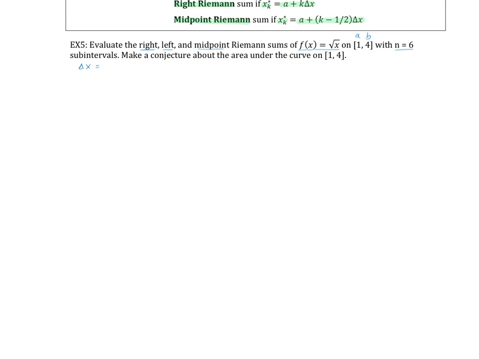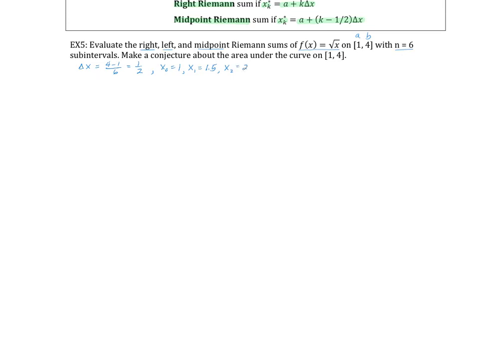So delta x is b minus a, which is 4 minus 1, over n is 6. So divide by 6, and I get 3 over 6, or 1/2. Let's look at our grid points. Our x sub 0 is that a value, which is 1. To get x sub 1, we're adding 1/2, so that's going to be 3/2. I think I'm going to write these as decimals so I can just plug stuff in a calculator. It'll be easier. And then for x sub 2, I'm going to add 1/2, or 0.5.